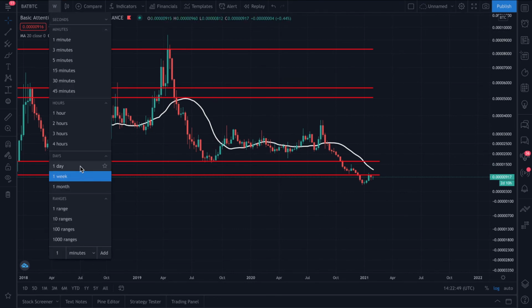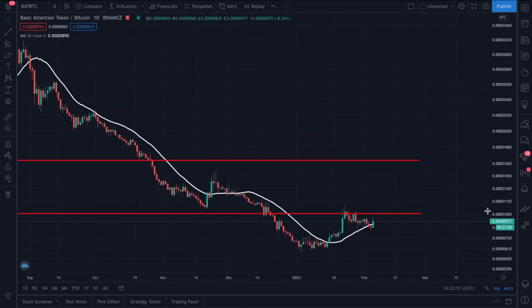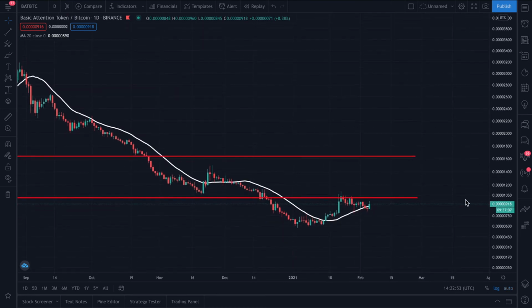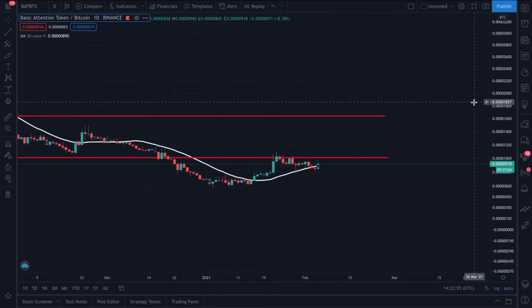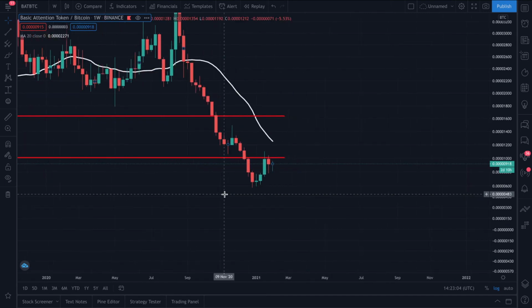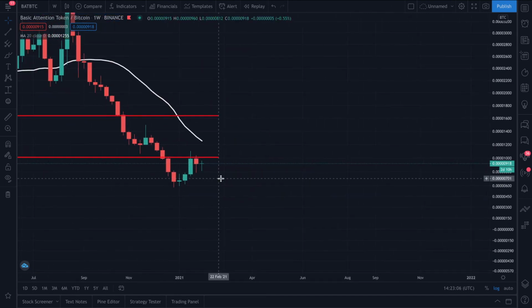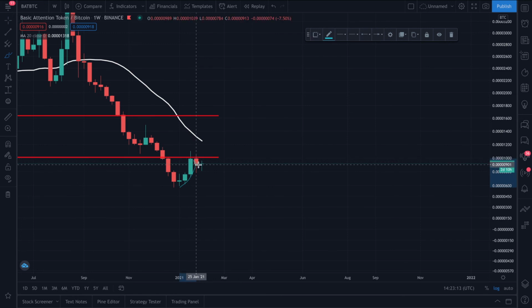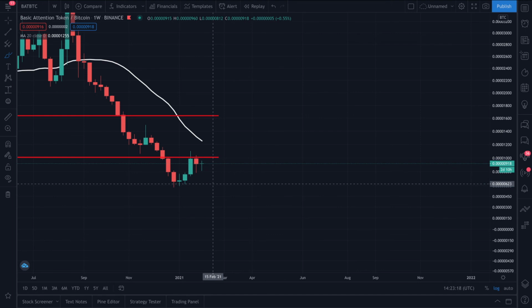My views have not changed, at least in the long term perspective. In the short term perspective, I feel like we have a pretty clear idea of what Basic Attention Token needs to do. It needs to be above the 20-day. It needs to get back in the trading channel. It needs to push up and continue this reversal that we have seen. When we look at the weekly, this is what it looks like. We see a pretty stark move up, a retracement, and now we're stuck at this. We haven't lost most of our gains, which is good, but we didn't make much ground either.